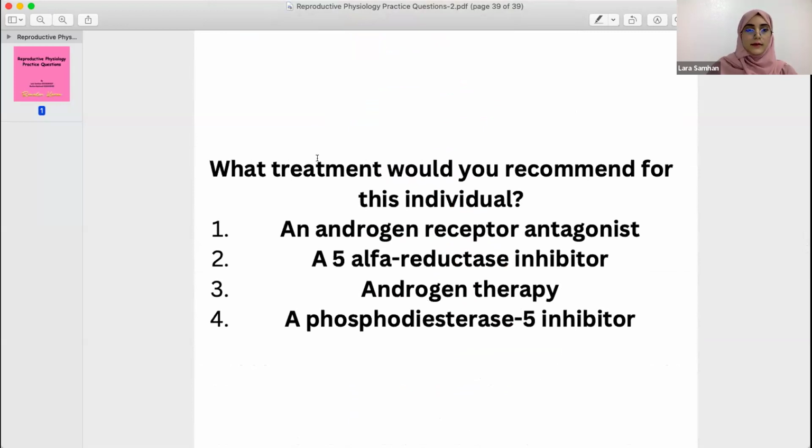So it's the third sub-question of our question. What treatment would you recommend for this individual? So guys, we want a treatment. Excellent. We want a treatment that does vasodilation, right? Right. So which of the following causes vasodilation? Of course, it's the PDE5 inhibitor, which is the phosphodiesterase inhibitor.